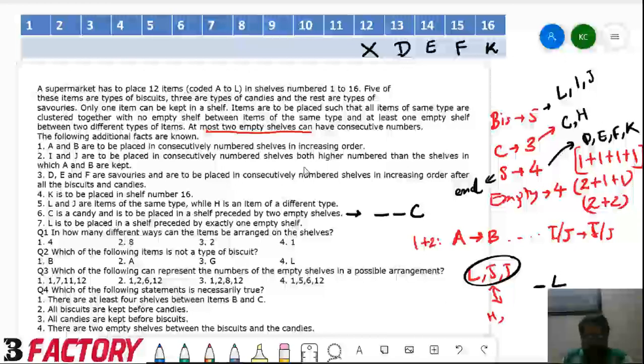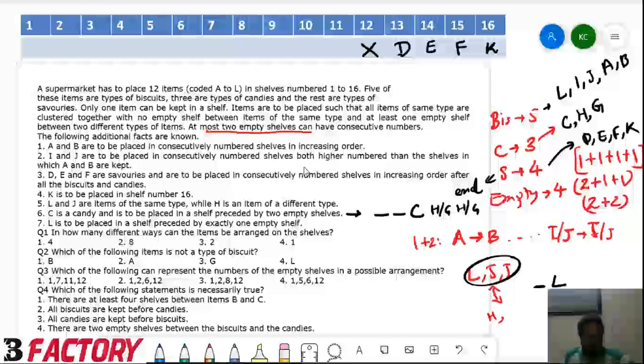Now, what are we left with? We have A and B together. A and B cannot be part of candies, because otherwise candies will become 4. So the only item which is left is G. So I write G. Between H and G we don't have the order, so I write something like this. A and B order is fine. A and B will come before I and J. L will be at the first.